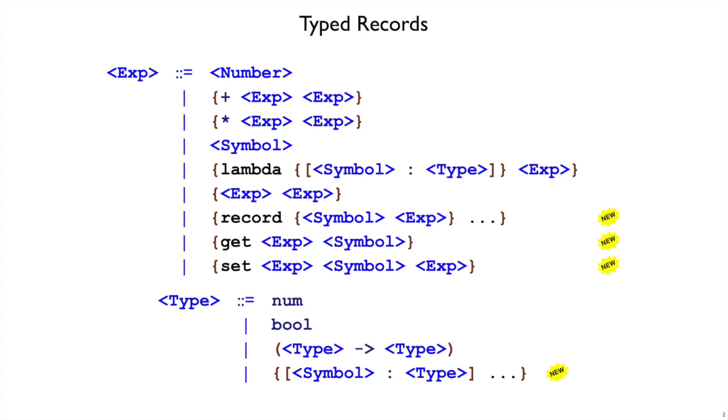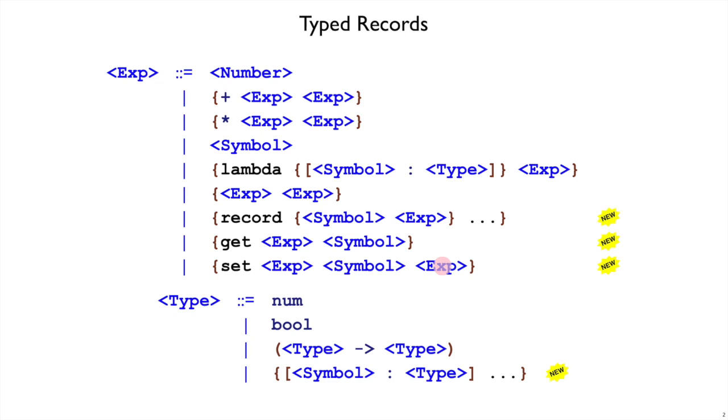We previously added records to our Curly language using the record form, with get to get a field from a record, and set to functionally update a record, producing a new one with a different field value. In a record we have symbols, a symbol for each field name, and an expression to provide the initial value for that field. A get has an expression that should produce a record, and then it gets a named field from that record. Set has an expression that should produce a record, a name for the field, and an expression for the new value in the updated record.